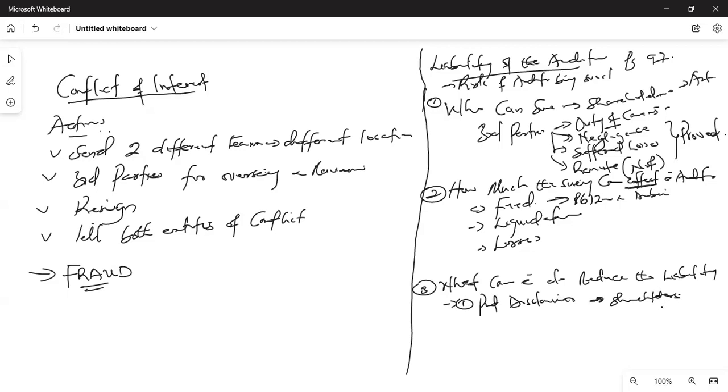Okay, so that is that. You can put a disclaimer on it. And these days, that's the common thing that people do. There is another one you can do. It's a limited liability partnership.